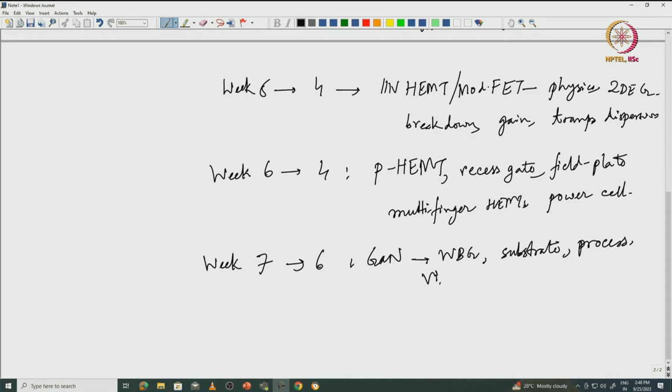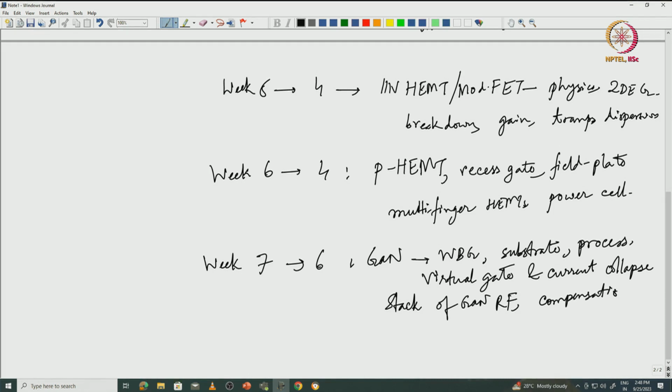We will talk about the concept of virtual gate and current collapse, which is an extremely critical phenomenon in gallium nitride HEMT. We shall talk about how to design the stack of GaN HEMT for RF. We will talk about compensation doping in that, and we will talk about multi-finger, again just like we talked in the gallium arsenide case, and some of the practical aspects of this.